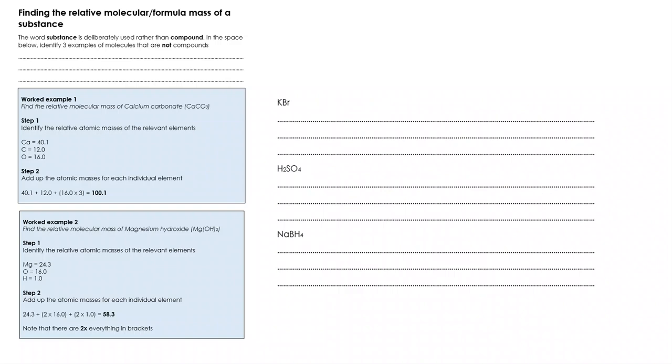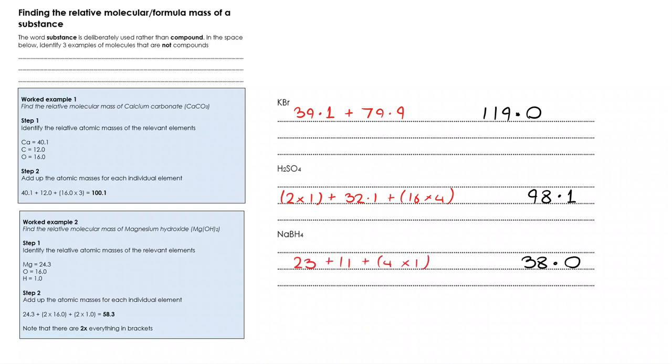So moving into slightly bigger numbers, potassium bromide 39.1 and 79.9 gives us 119.0. H2SO4, so we've got here 2 hydrogens, a sulfur and 4 oxygens. Add all of those together, we get 98.1. And finally, sodium tetrahydridoborate, NaBH4, 1 sodium, 1 boron, 4 hydrogens, and it comes to 38.0.